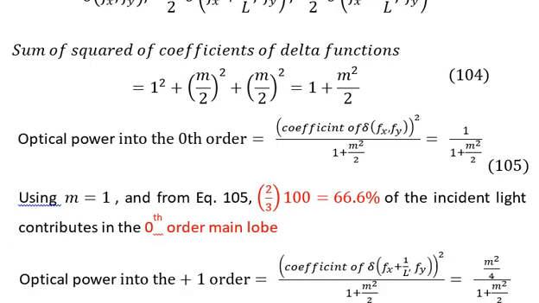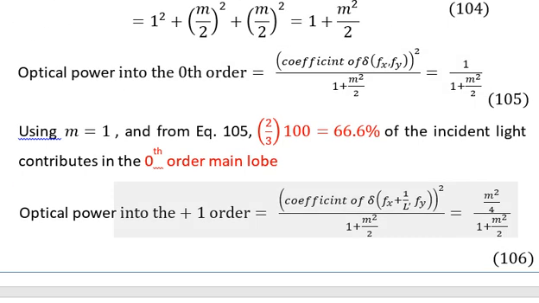Now, the optical power into the zeroth order. For that, we are going to take the coefficient of delta of fx, fy, because this corresponds to the zeroth order frequency, and the square of this coefficient is divided by 1 plus m square over 2. That is the term from equation 104 used as the denominator. The coefficient of the above delta of fx, fy is 1, and 1 square is 1. So we get 1 over 1 plus m square over 2, as given in equation number 105. This will determine the optical power going into the zeroth order.